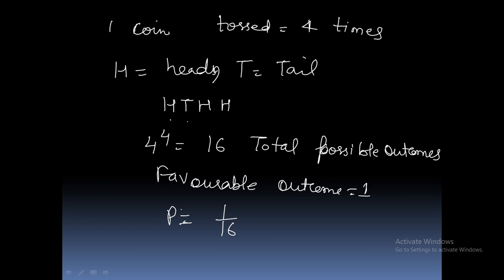Now the next example is related to a coin. A coin is tossed 4 times. H is used for head and T is used for tail, and we find the probability of the tosses coming up in the order HTHH. You can see the total possible outcomes will be 2 raised to power 4, that is 16, and there is one favorable outcome. So the probability of the sequence HTHH is 1 by 16.